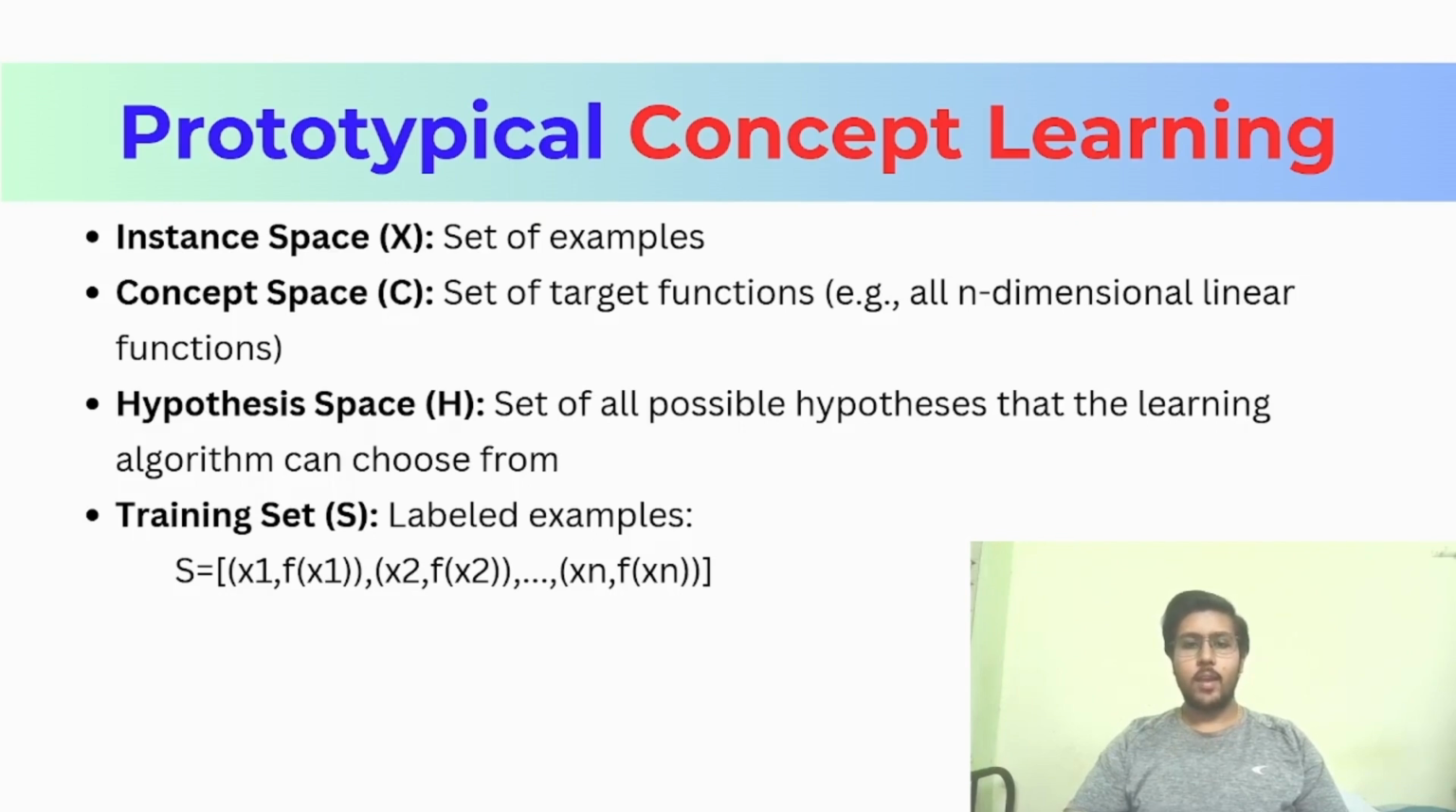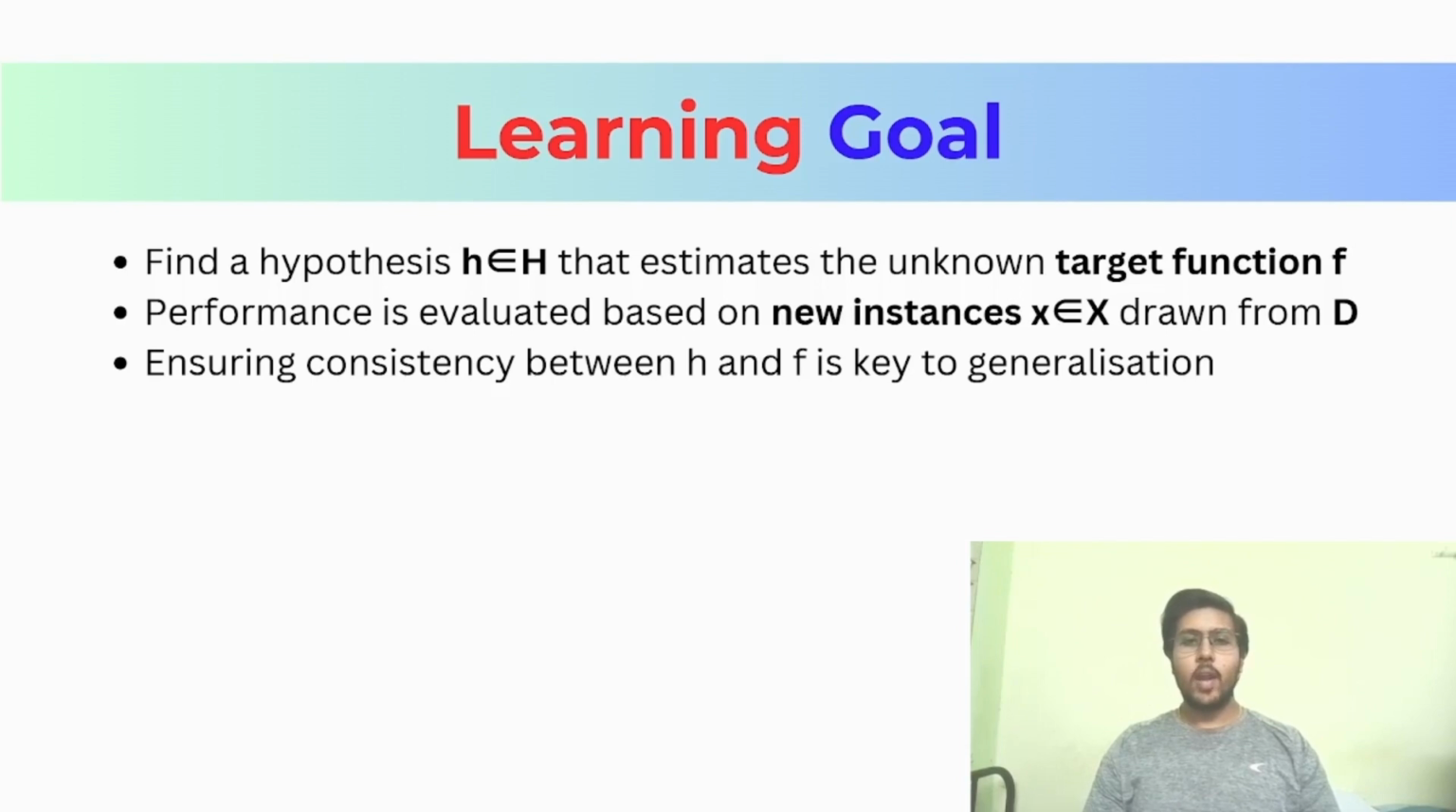A key assumption in our analysis is that both the training and testing examples are drawn from the same probability distribution D. This assumption ensures consistency in learning. The primary objective in PAC learning is to find a hypothesis h from hypothesis space H that closely approximates the unknown target function f. We evaluate the performance of our hypothesis on new, unseen examples drawn from the same distribution D. The key challenge is to ensure that our hypothesis generalizes well, meaning that it correctly classifies not just the training data but also future examples.